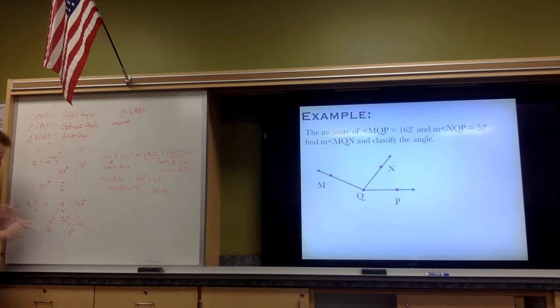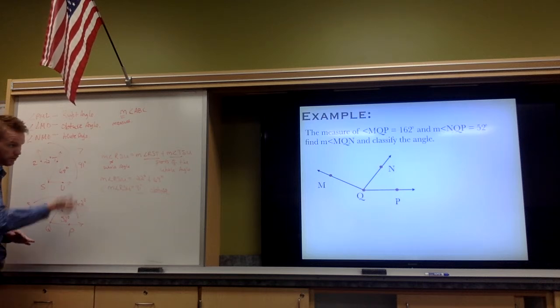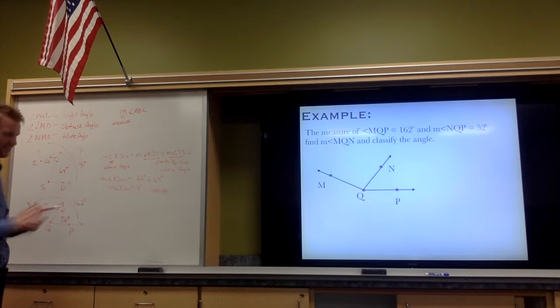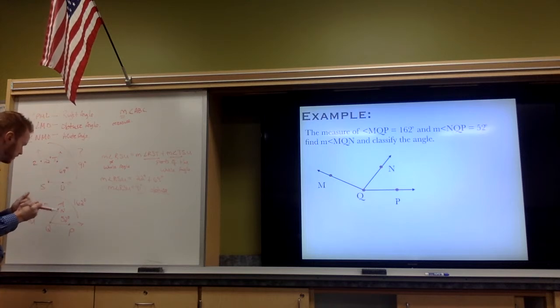Well, these two add up to be 162. I know one of them. So to get the other guy, I got to do a little bit of subtraction, right? So this is going to be, well, I think it's 110 degrees, right? Something like that. And yeah, it's not drawn to scale, guys. It's just a picture to help us put stuff in place.